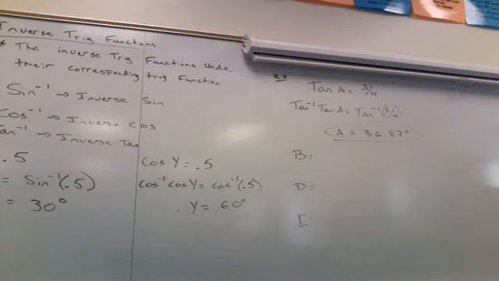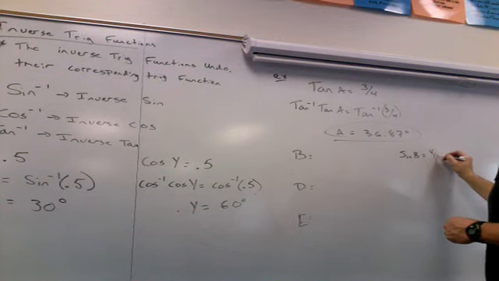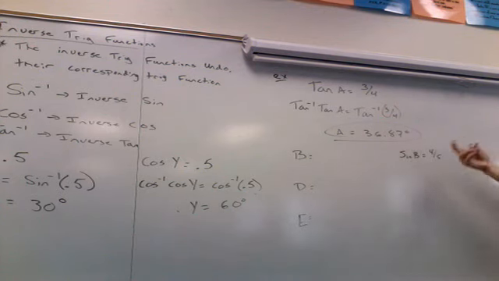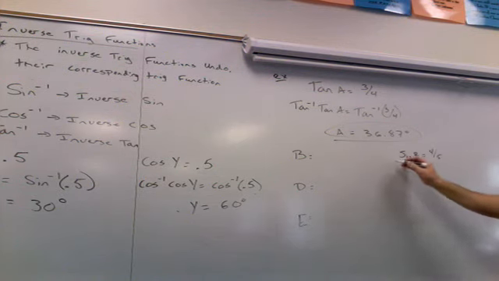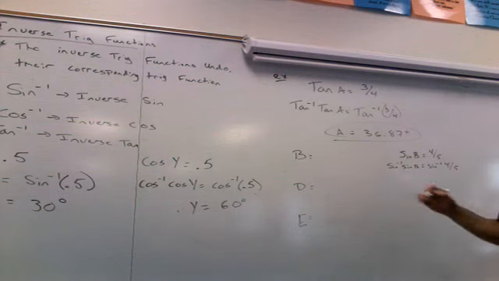All right, how can I find B? Which one can I use? Sine, cosine, or tangent? Any of them. Sine. So we know from earlier that sine of B equals 4 over 5, right? So to solve this, we do inverse sine of both sides. So inverse sine of sine B equals inverse sine of 4/5. What does that equal?